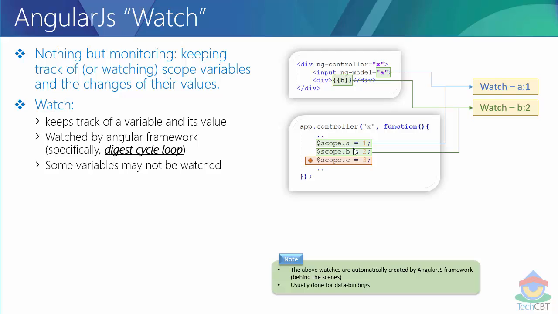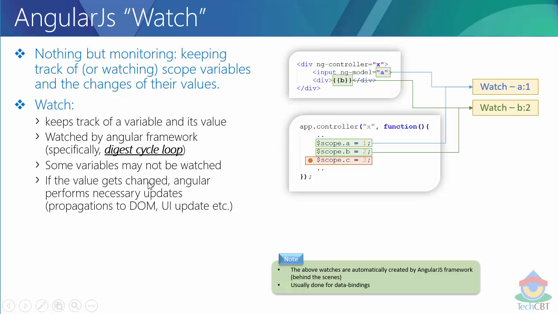In this case, A and B have watches created for themselves. However, for the variable C, there is no watch available, which means AngularJS will not apply any kind of monitoring to the variable C. However, the monitoring gets applied to A and B, and if any of the values of A and B gets modified, the DOM gets automatically rebound, and the values of A and B will be propagated to the DOM automatically. And that is what I am saying here. If the value gets changed for any of the scope variables, Angular performs the necessary updates, propagations to the DOM, UI update and so on.